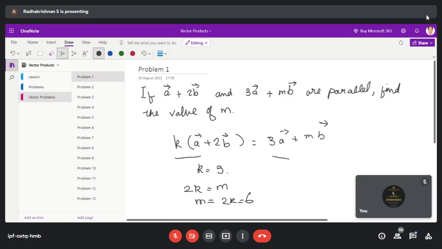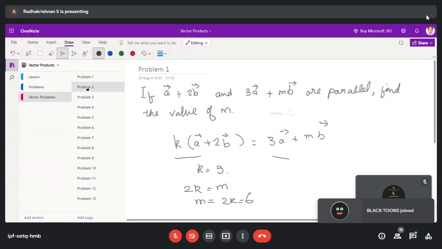So this is the step by step method. But like I said, mentally we can immediately tell the answer. So the concept here is if two vectors are parallel, one is a scalar multiple of the other. Okay. Right. Good. So let's go to another problem.